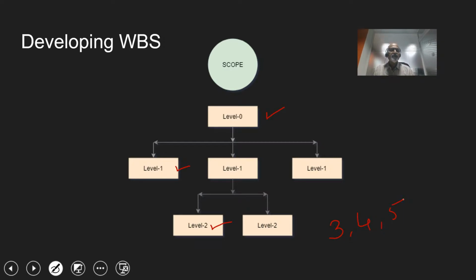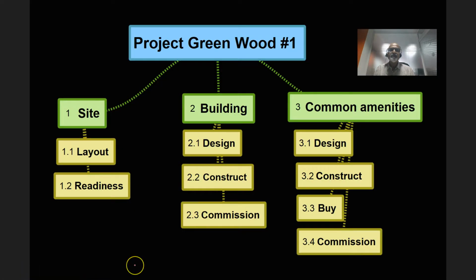So by the time we reach level 3, 4 or 5, we will have sufficient detail to start building the schedule and to do very finite, accurate estimates. To elaborate this case further, let us consider a project, that is Project Greenwood. This is about a housing colony.